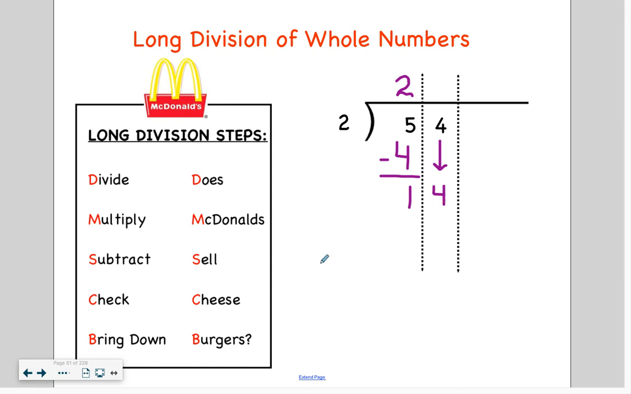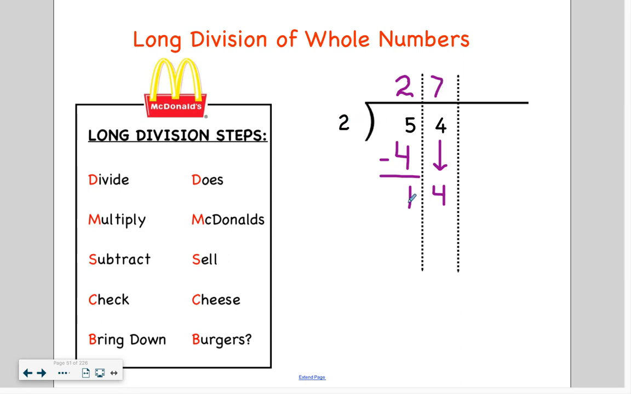Before we even bring down, we like to check that this number here is less than our divisor. If it was more, that means that this number up here was too little. Now we're going to start all the way again. Divide. 2 goes into 14. How many times without going over? It's the same thing as asking, what is 14 divided by 2? Well, I know 2 goes into 14 7 times.